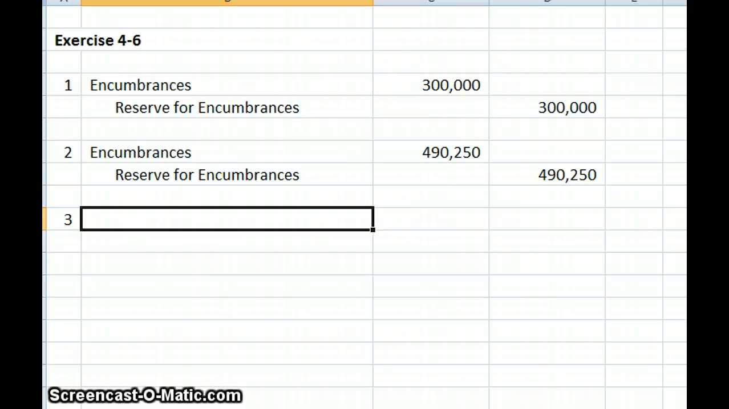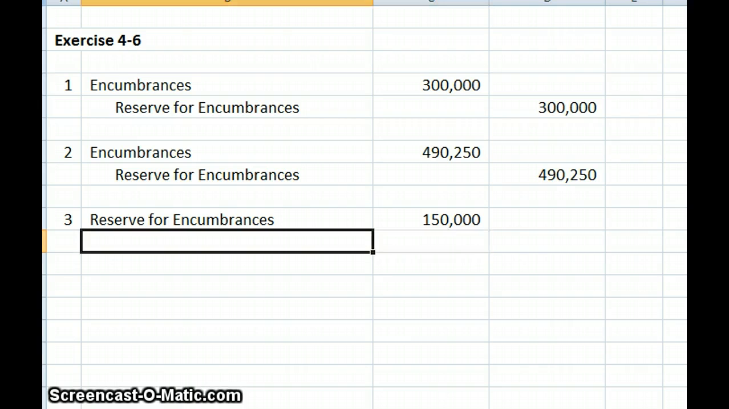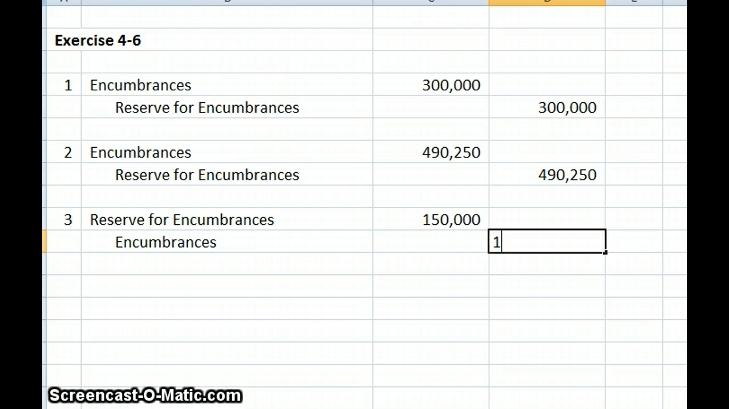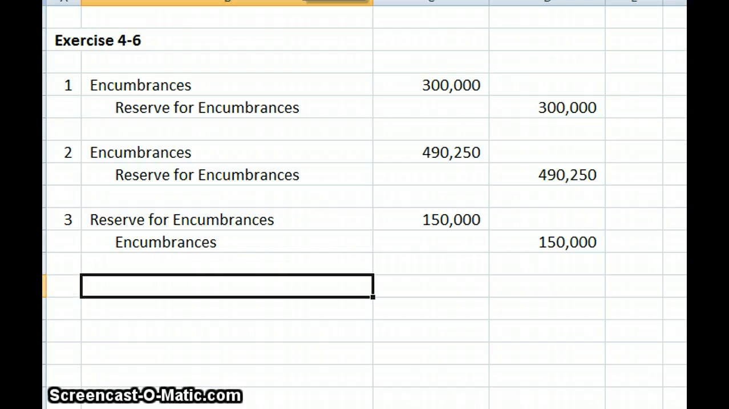On number three, we received half the supplies ordered. The actual cost of $151,000 was paid. So we are going to, first of all, release our reserve for encumbrances. So we received half of them. So we're going to debit our reserve for encumbrances for $150,000. And we're going to credit our encumbrances, which is basically releasing the funds. Okay, so notice we didn't do $151,000. The encumbrance was set up for $150,000. There could be some variances, which we have here.